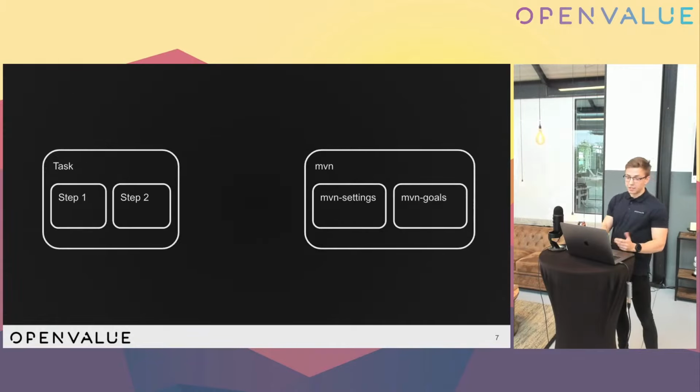So in this example, we've got a Maven task that has two steps. One, to properly set the Maven settings so that your Maven setting is set up correctly for your Maven goals to be executed. So a Maven goal could be running clean, and then a package to create a jar for your Java application.